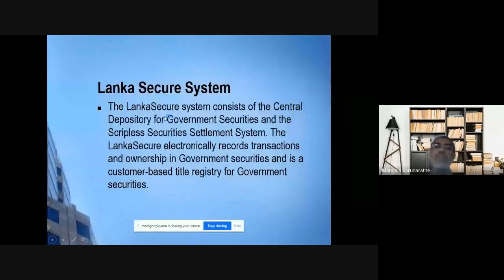The Lanka Secure system consists of central depository for government securities and... Sorry? Mangala, we can cover this tomorrow. I didn't hear you, Mr. Ratnayaka. Central bank?